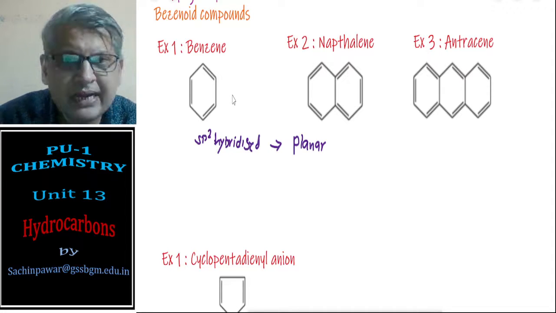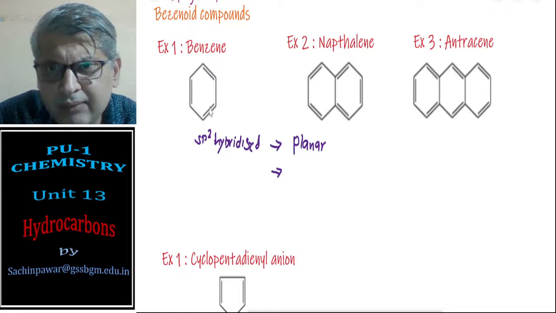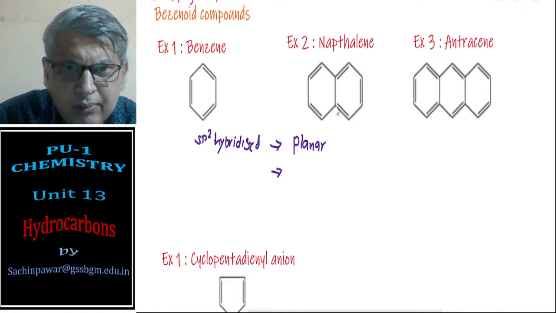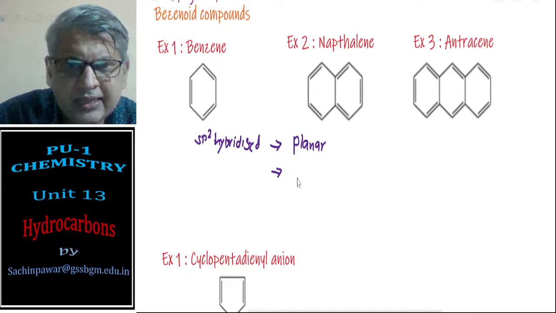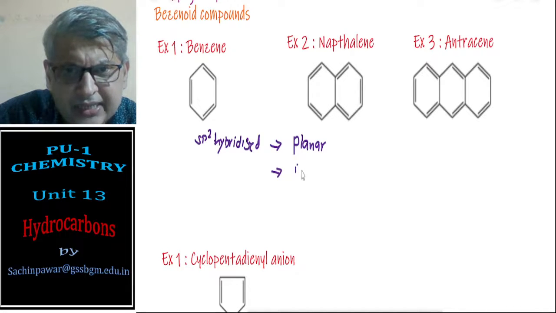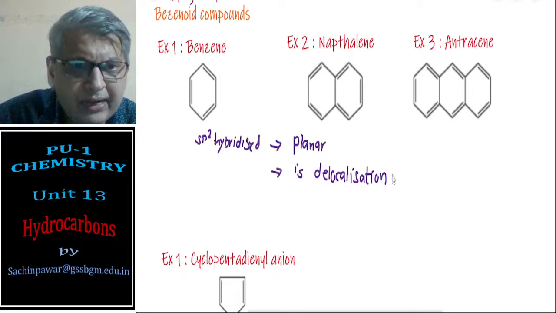Condition number 2 is whether there is delocalization or not. If you just see, there is double bond, single bond, double bond, single bond, alternating double and single bonds throughout. That means there is delocalization of pi electrons.